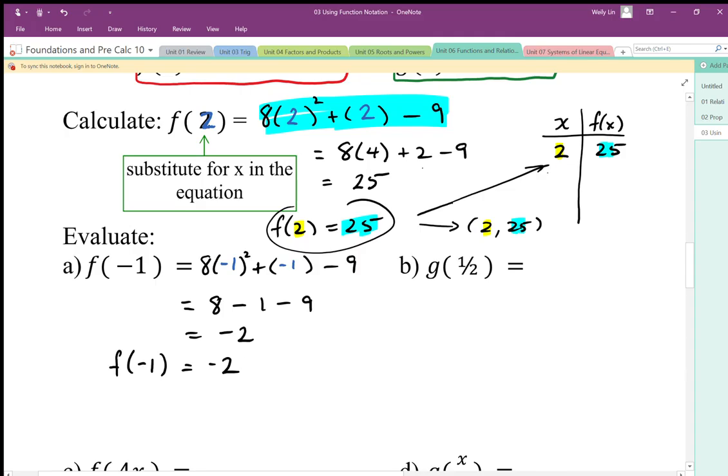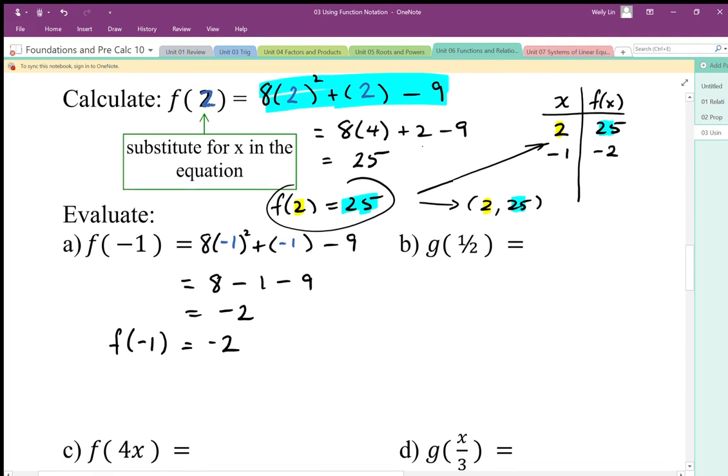So I can put it in my table of values, -1, -2. There's my input and output. It can also be shown as an ordered pair, right? We can say the ordered pair is going to be -1, -2. We can write it as an ordered pair. So this is what this function notation allows us to see.